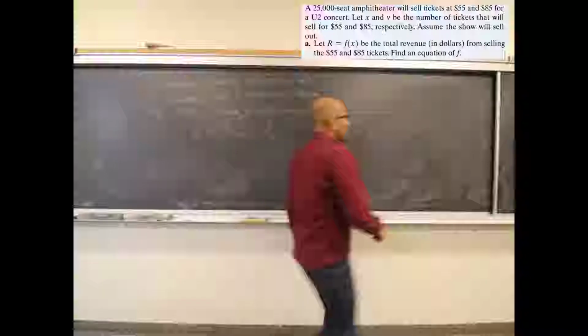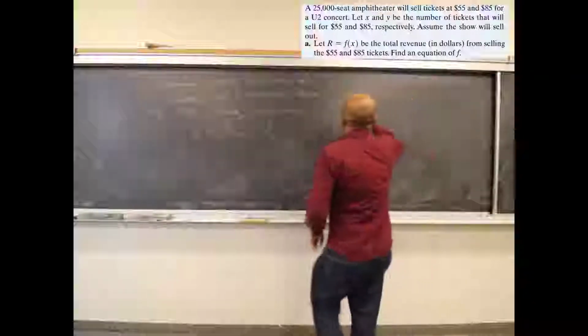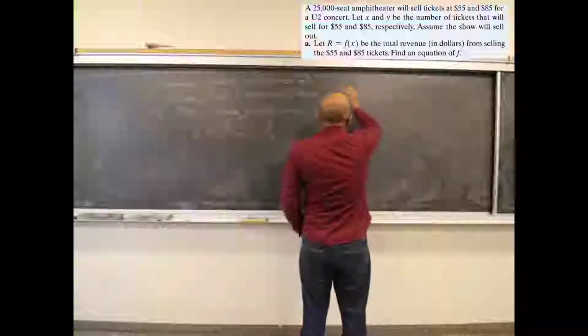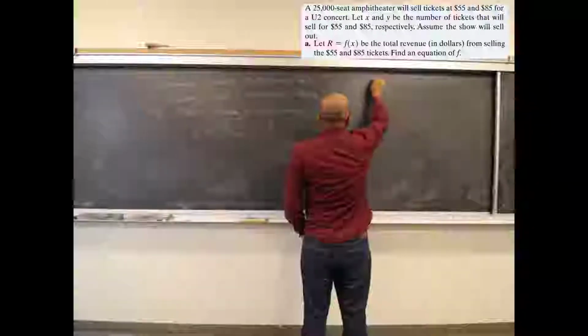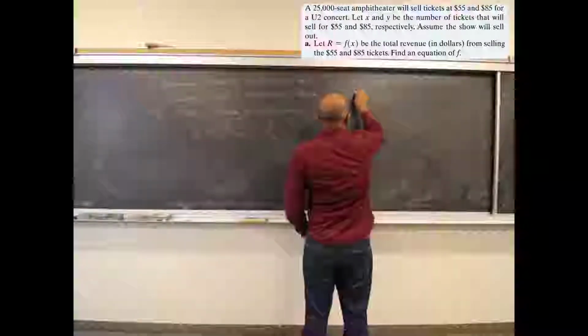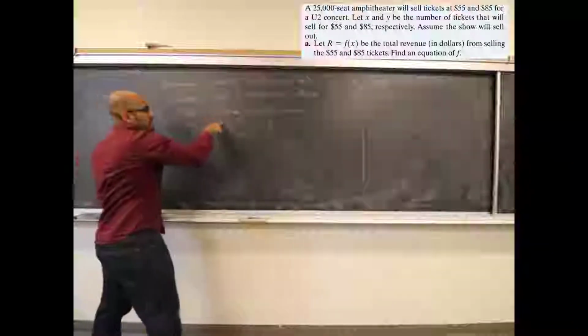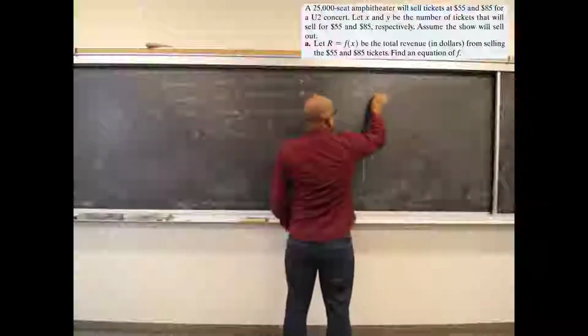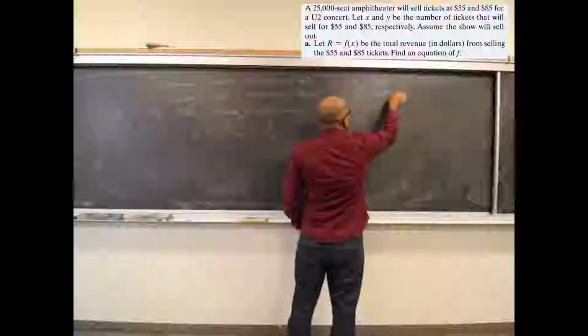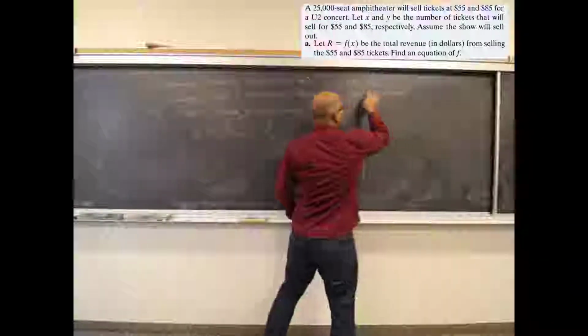So let's create a table. I'll put it over here. Let's create a table where I have x and I have f of x. So what happens when I put in a 0 there? If I put a 0 there, I get 2,125,000. Okay, so write a little sentence to describe what that means.